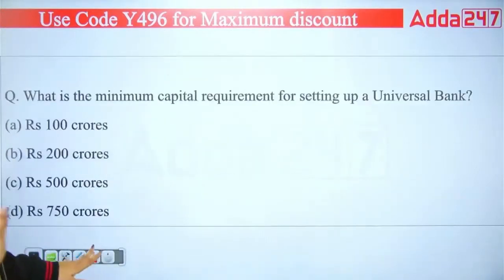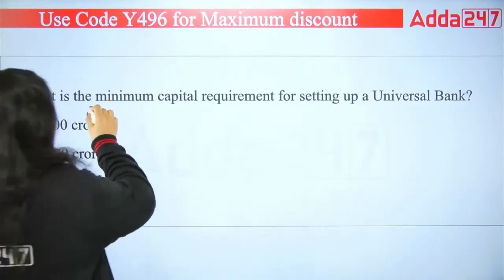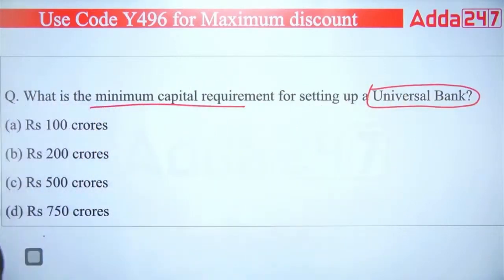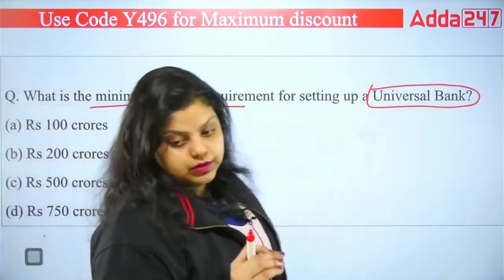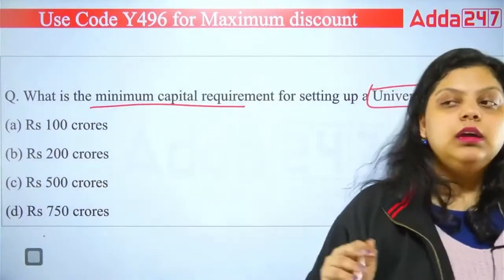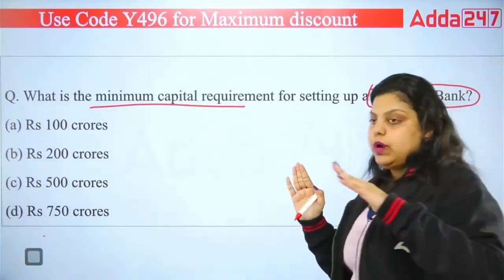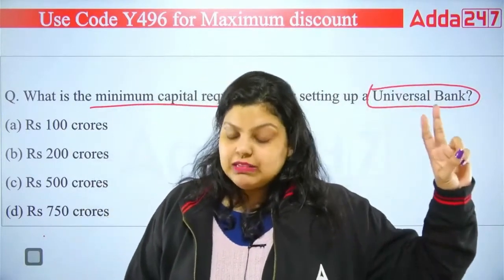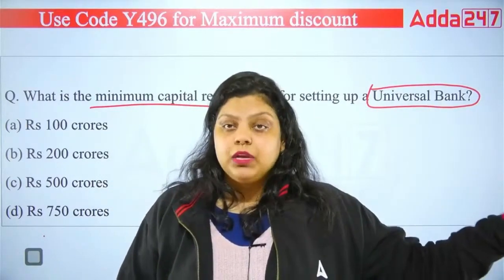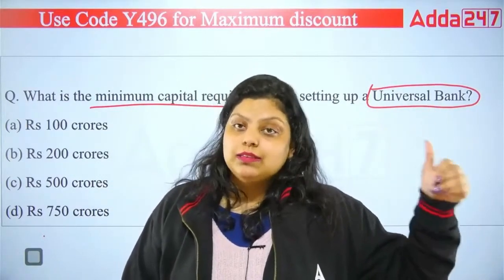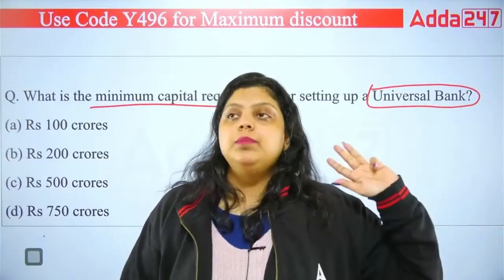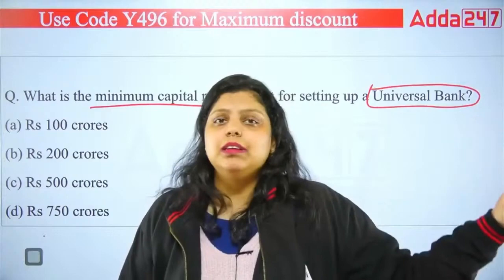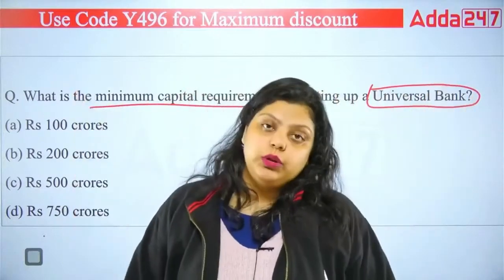Next question: what is the minimum capital requirement to set up a universal bank? First of all, we should know what a universal bank is. A universal bank is a bank in which, under one roof, you are getting all kinds of services. You are getting commercial services, investment services, consultancy services, everything. Deposit, withdrawal, lending, check clearance, demand draft, locker facility, safe custody, demat account, insurance policies, foreign investments, everything is available under one roof.